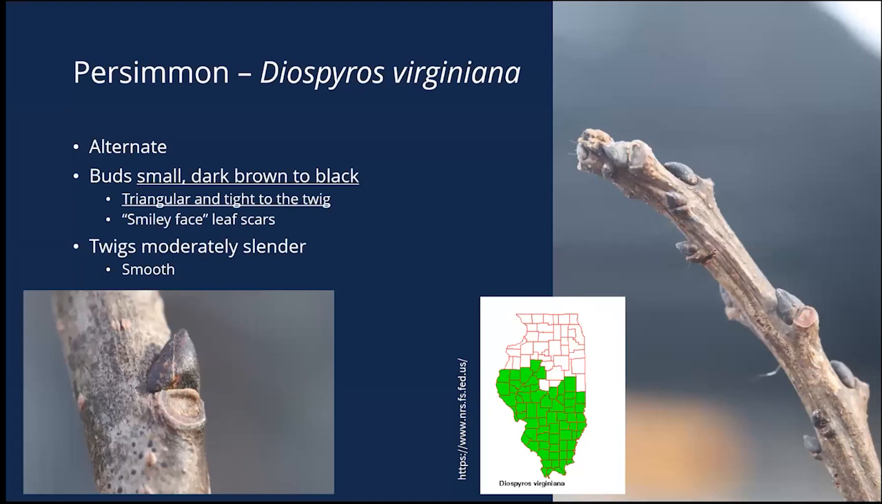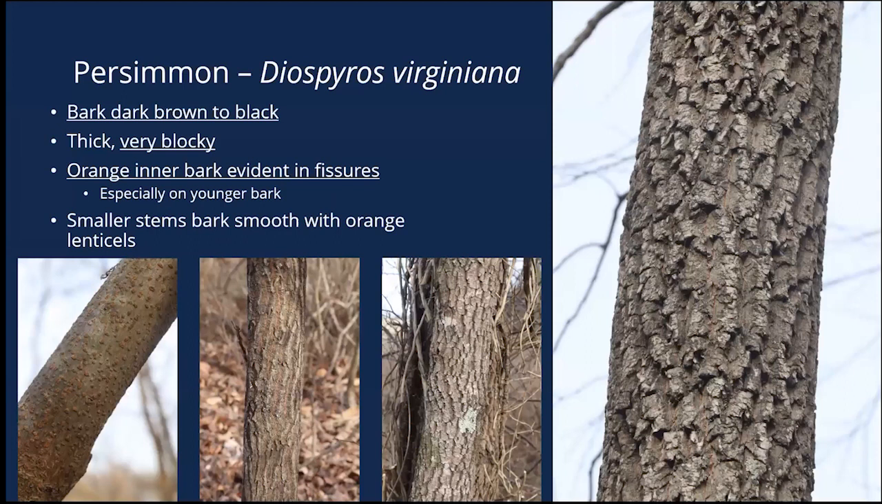And if you look underneath those buds, they have kind of a smiley face leaf scar. The twigs are moderately slender and hairless. But really for that one, those dark brown or almost black triangular buds are what you're looking for in the twigs for persimmon. But really for easy identification, what you're looking for is the bark.